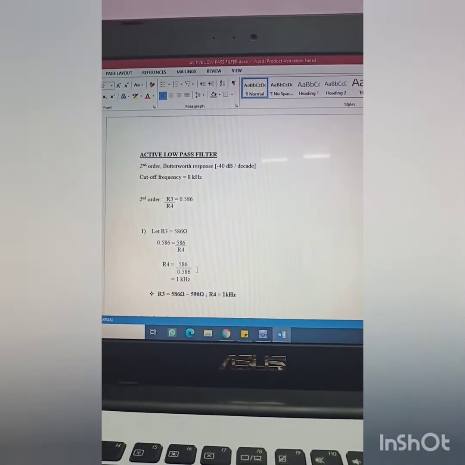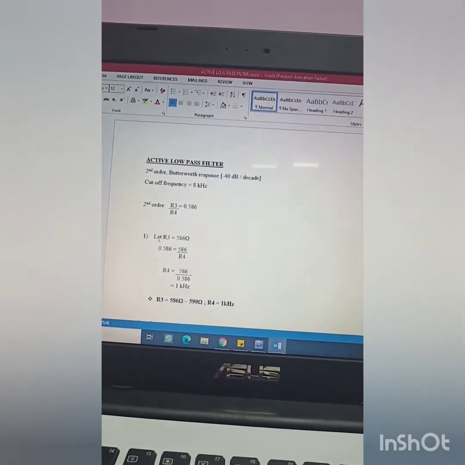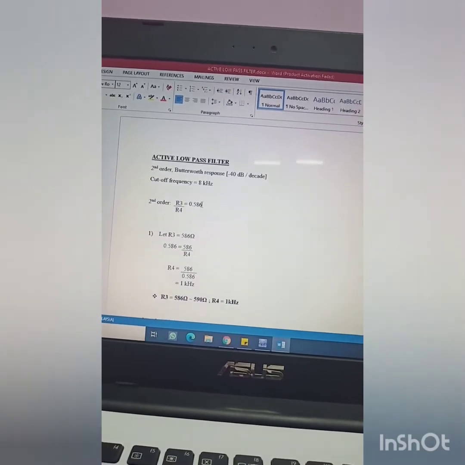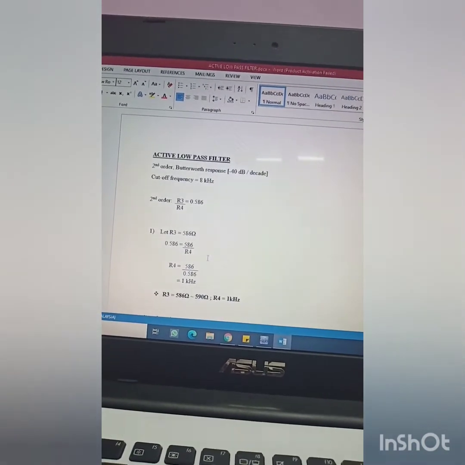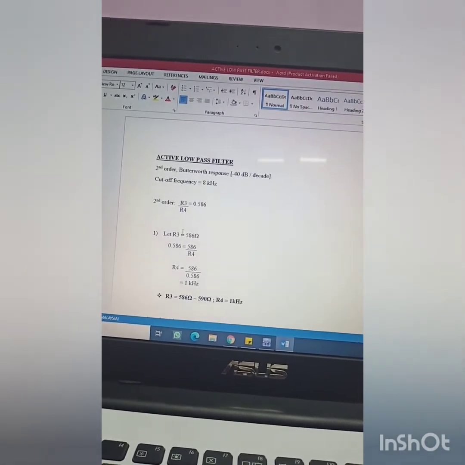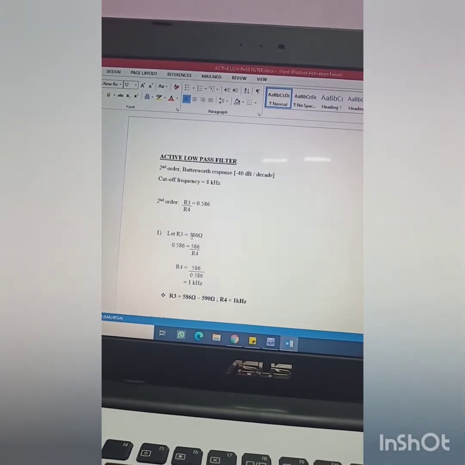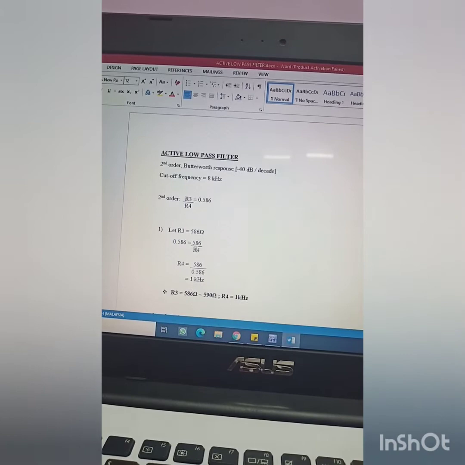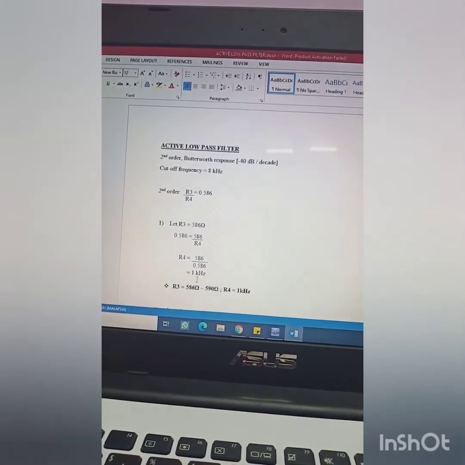The given cutoff frequency is 8 kHz. From the Butterworth response, we know that for the second order, R3 over R4 equals 0.586. From the Butterworth response, we need to identify the value of R4. So we assume the value of R3 as 586 ohm. Using the value of 586 ohm, we need to identify the value of R4. Thus, the value of R4 is 1 kilo ohm.